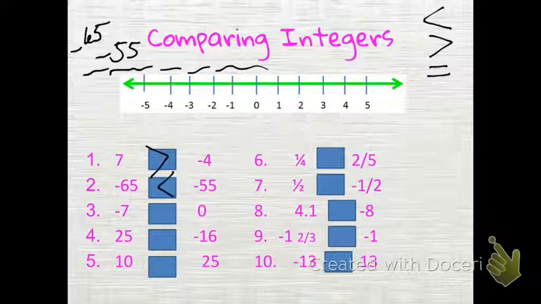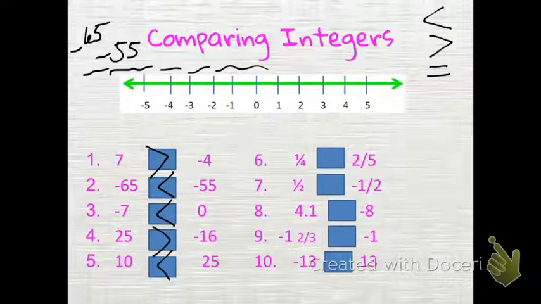-55 is bigger. Good. All right, how about -7 and 0? Which is bigger? 0. It sounds odd, doesn't it? How about 25 and -16? 25 is bigger, so that's greater than. How about 10 and 25? 25. That was tricky, right? Just threw that in to see if you were paying attention, because they're both positive. You already know that one.